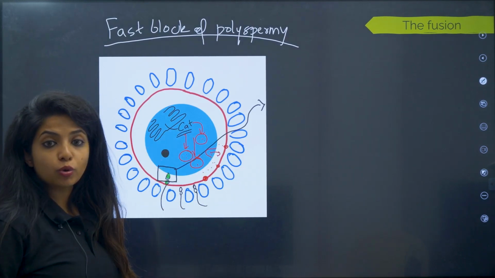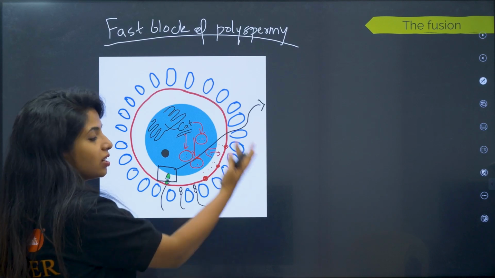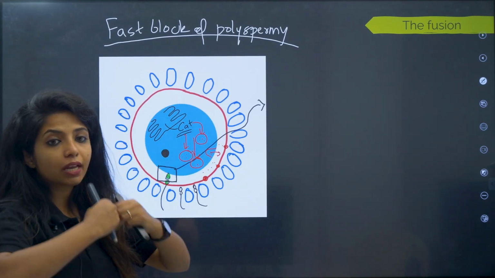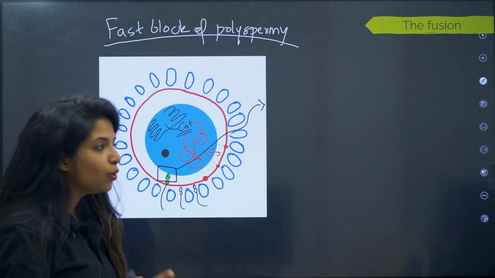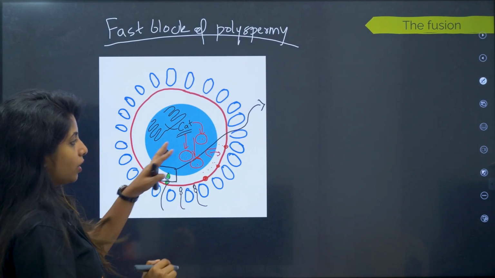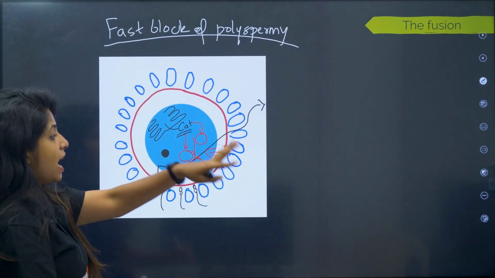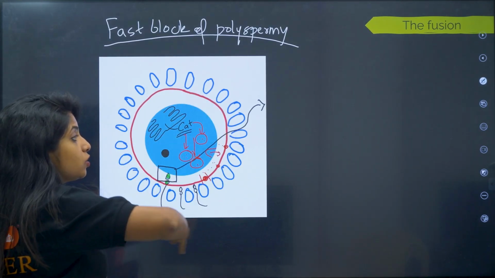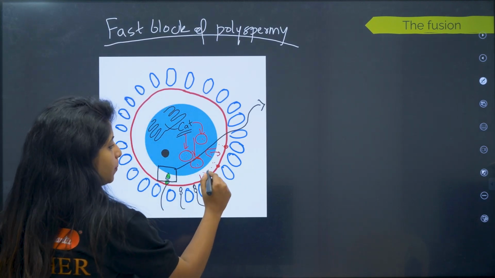ZP3 receptors which were present, which were allowing more and more sperm to come and attach and get entry into the whole structure, right? So if ZP3 itself is removed from that particular point, can more sperms enter? No, more sperms won't be able to enter. So over here what happens? The cortical granules release their contents, it goes to the perivitelline space and then acts on the receptors or the proteins present on the zona pellucida layer and makes this whole layer very hard.